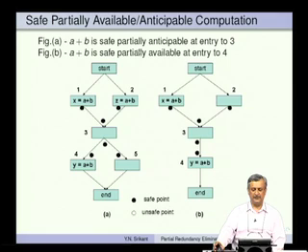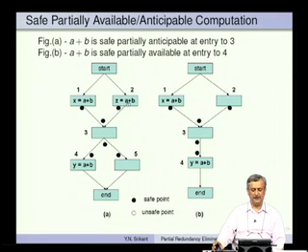A plus B is safe partially anticipable at entry to 3. The dark spots are all safe points. Let us see why they are safe. Safety is either availability or anticipability. At this point it is safe because it is available, it is computed here and it becomes immediately available at this point. So, we do not have to worry about anticipability. Of course, it is not anticipable, it is only partially anticipable.